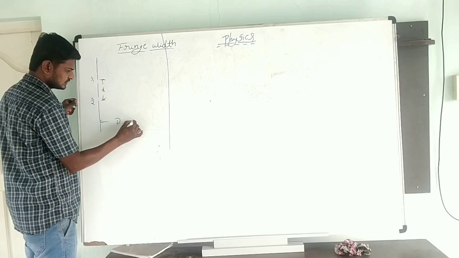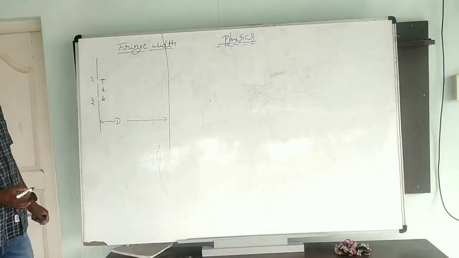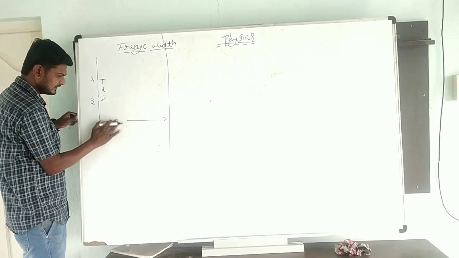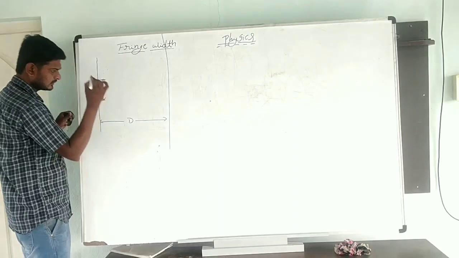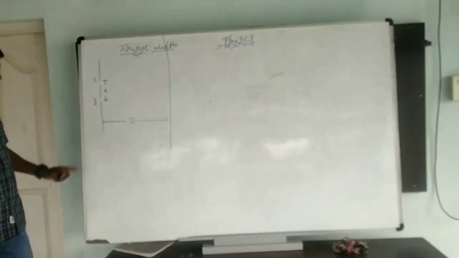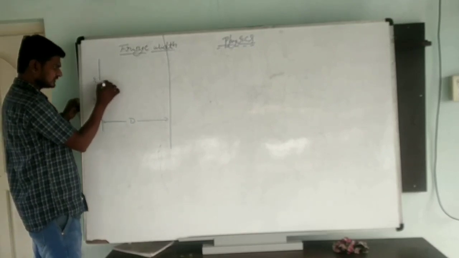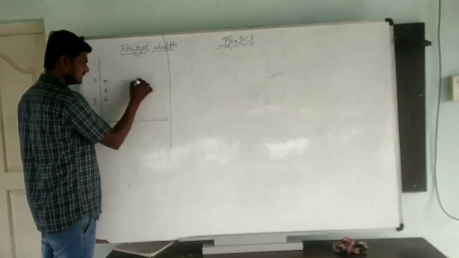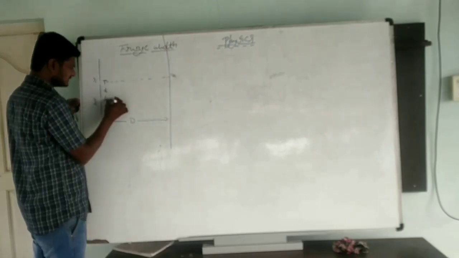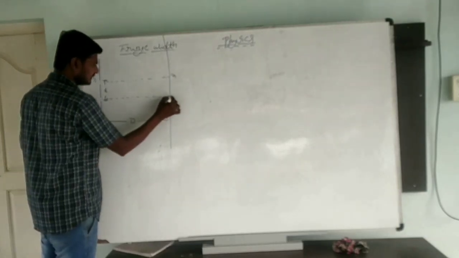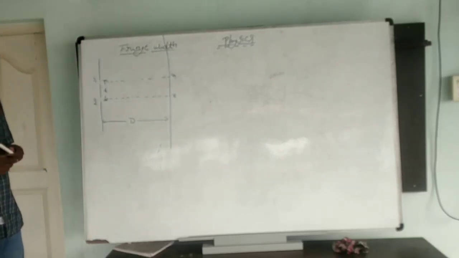Distance from slits to screen, that is what? Capital D. Distance from slit to screen will be capital D. From the first slit to the screen, I am going to mark Q. From the second slit to the screen, I am going to mark R.